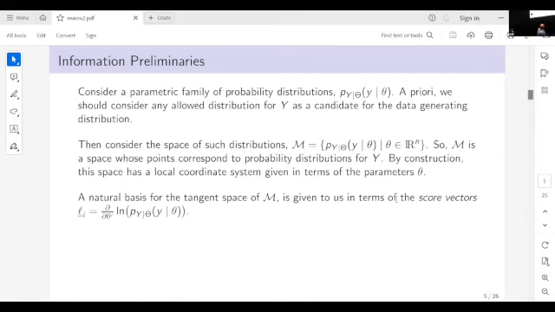Information preliminaries. Consider a parametric family of probability distributions. And I'm thinking here theta are the parameters in that family. And we have M is the space of those distributions. And then a natural basis, and this is a sort of geometric thing, is we can think of the tangent space on M in terms of these score vectors, which are these derivatives. So we've heard of the Fisher score before. For us, we want to take a sort of geometric view. And so this gives us some basis.